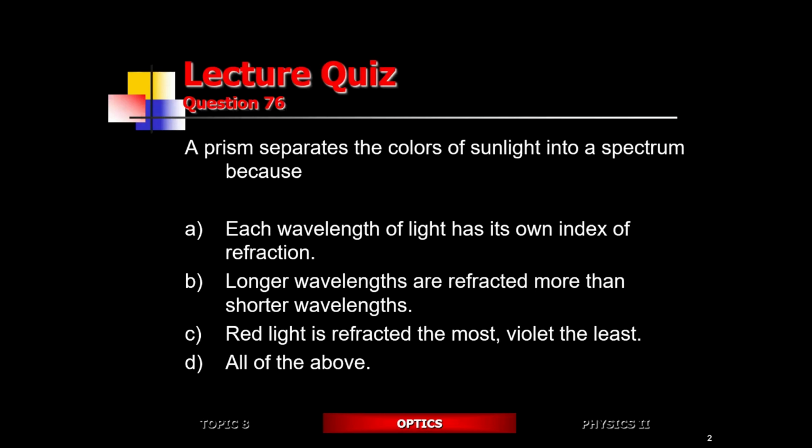Because it says that for B and C, longer wavelengths are refracted more, and red is refracted the most. Those are backwards. Okay, yeah, definitely red is refracted the least, so C's no good. So A is the answer. Each wavelength of light is refracted differently. Very good.